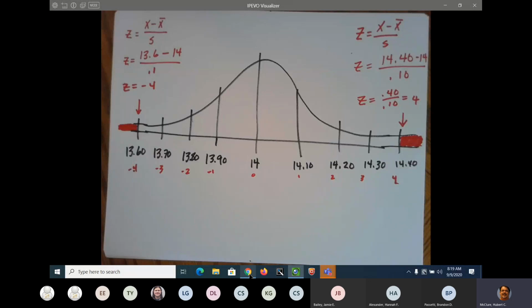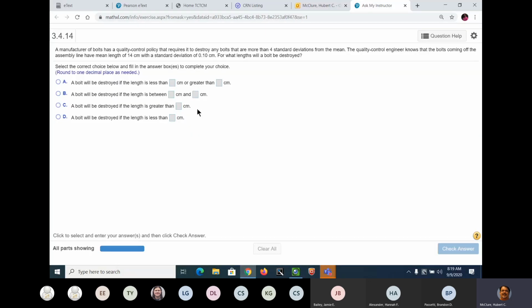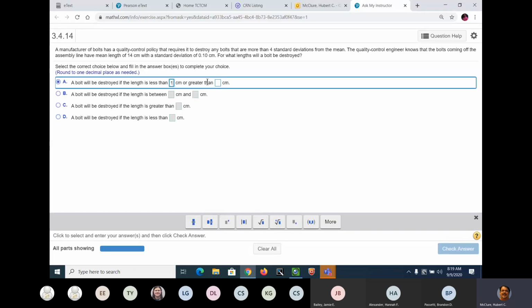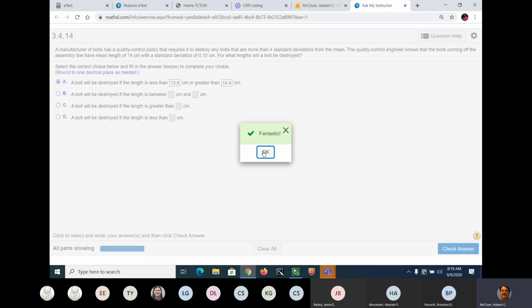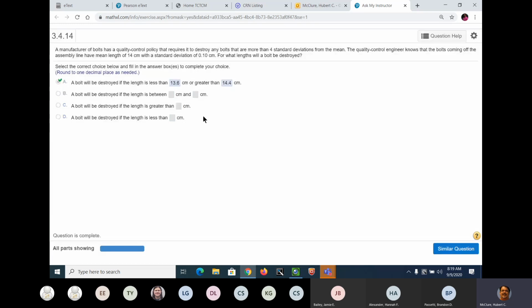So let's go back to the question. So that's going to be 13.6. Let's see, less than 13.6 and greater than 14.4. That should be your answer. That's a good test question, so make sure you know how to do that one. Remember, when it says mean and standard deviation, that's a key word for draw the curve.